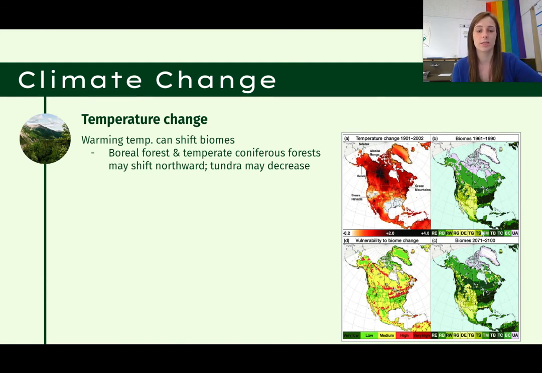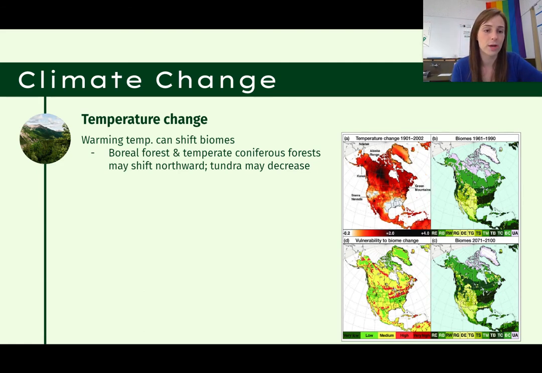Tundras can also decrease. So if we look at these maps here, you can see the temperature change, vulnerability to biome change. Specifically on the top here, versus the bottom, this is historically where these biomes have been versus some of the prediction for 50 to 100 years from now. So on the top here, if we are looking at these kind of darker green areas, that's going to be our boreal forests and our temperate coniferous forests. If you look in 50 to 100 years, this is moving northwards.